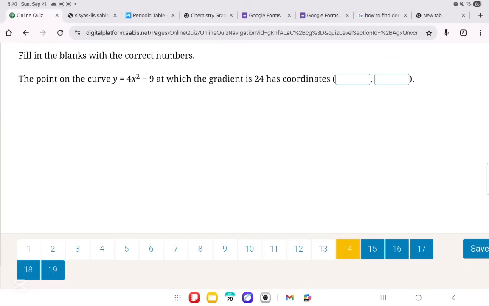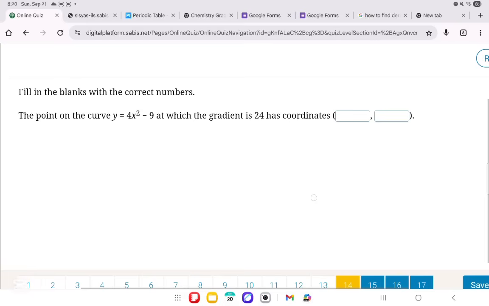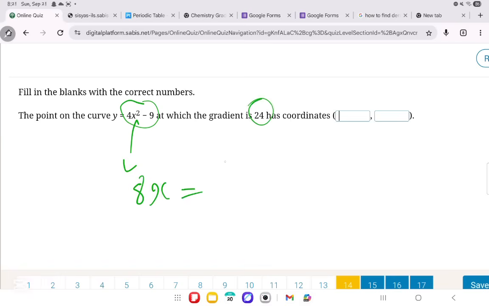We'll now move on to question number 14. The point on the curve y = 4x^2 minus 9, at which the gradient is 24, has the coordinates. So what to do in this scenario? We know that to find the slope at a specific point, we need to take the derivative of the curve. So the derivative of the curve is 8x only, 8x. Now it is equal to what? It's equal to the slope, which is 24.